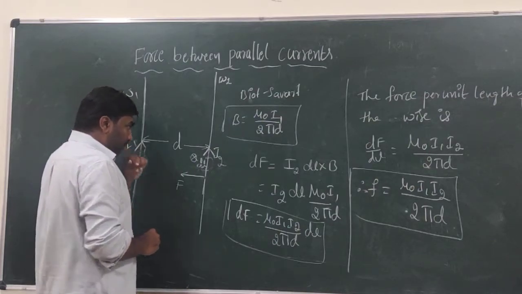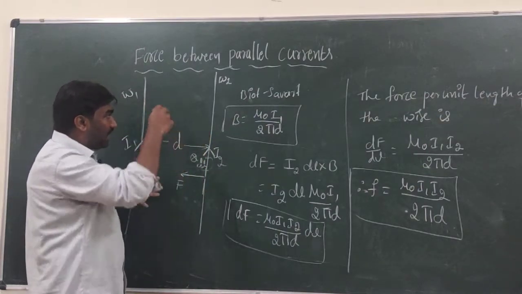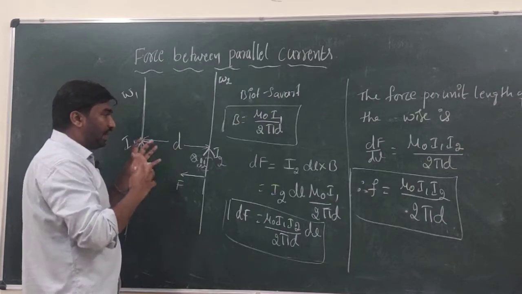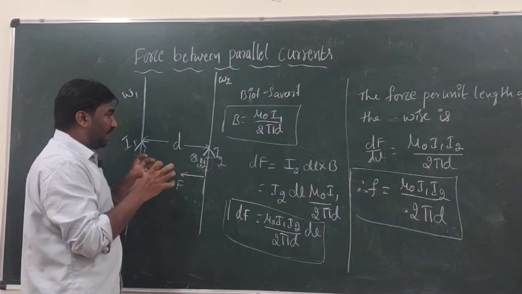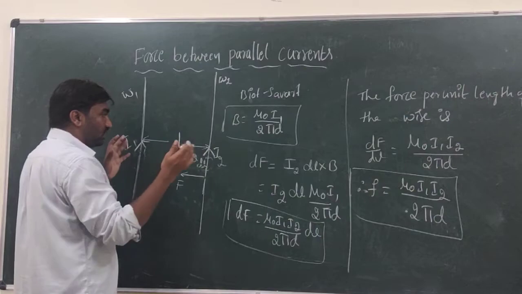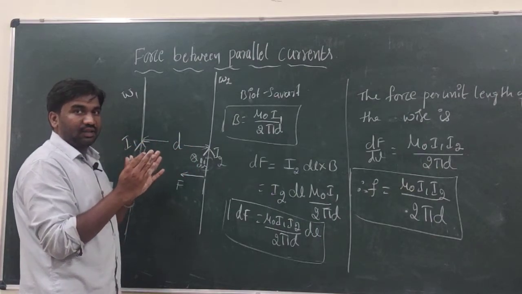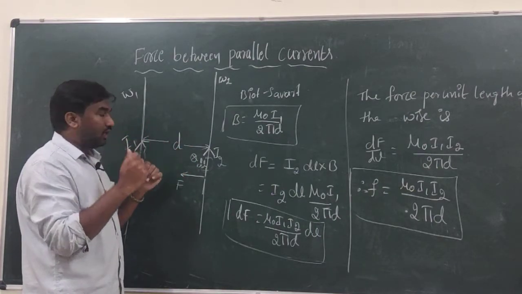If these two wires are anti-parallel to each other, then they will repel each other. The wires do not come near, they will not attract, they try to repel each other.